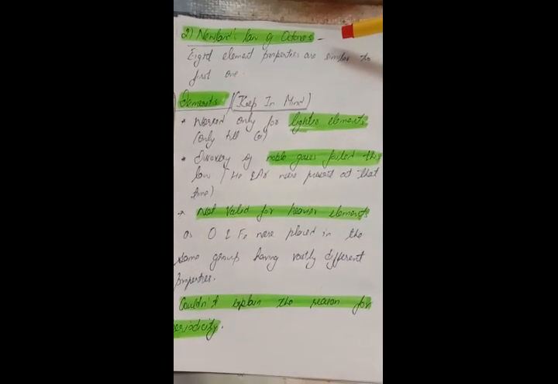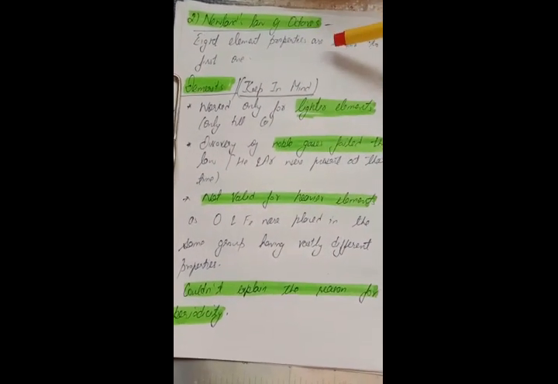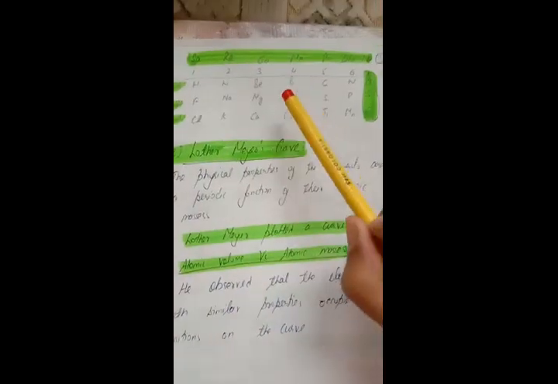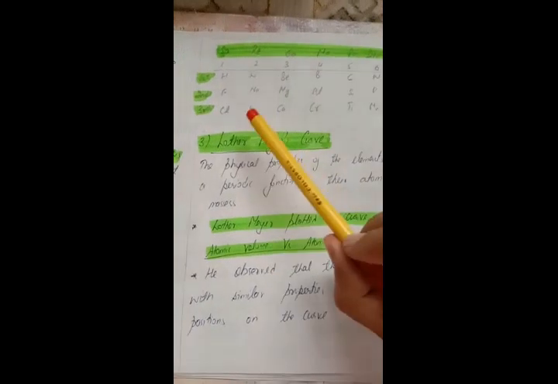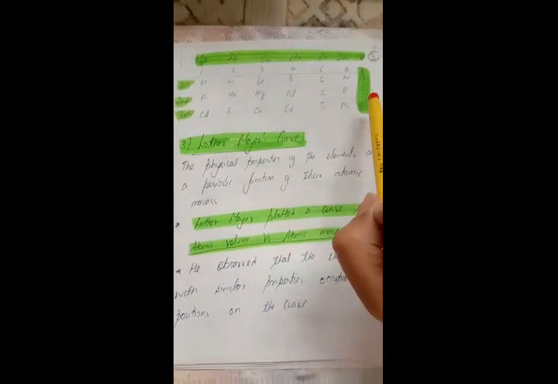Next comes Newlands' law of octaves. He told that the 8th element's properties are similar to the first one, like the notes sa, re, ga, ma, pa, dha, ni, sa: the first and 8th elements have similar properties.